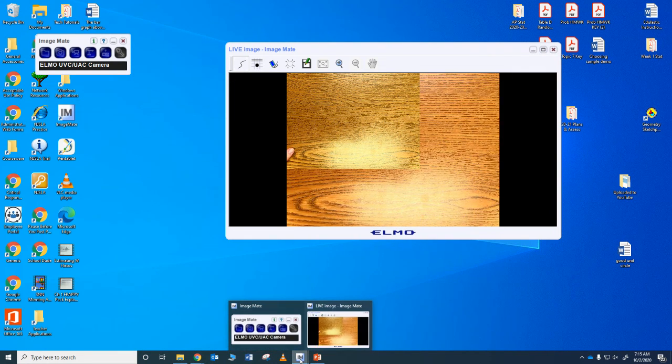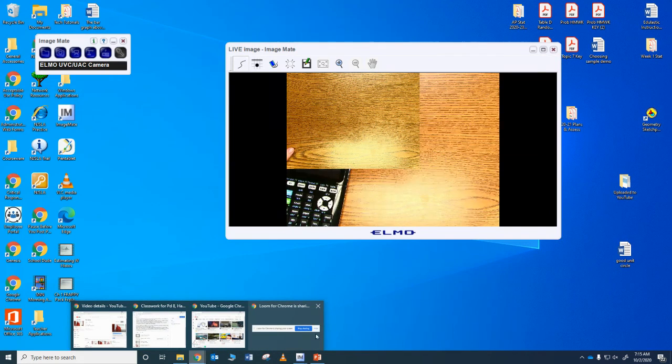And where is the stop button for Loom here? There we go.